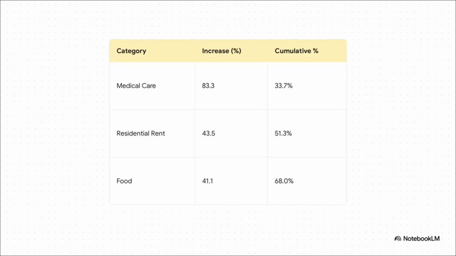Now look at this table. Just by sorting the categories, medical care immediately jumps out as the #1 driver. But that cumulative percent column, that's the real storyteller. It shows us that just the top 3 things, medical care, rent, and food, account for 68% of the total price increase. All of a sudden, our attention is focused right where it needs to be.